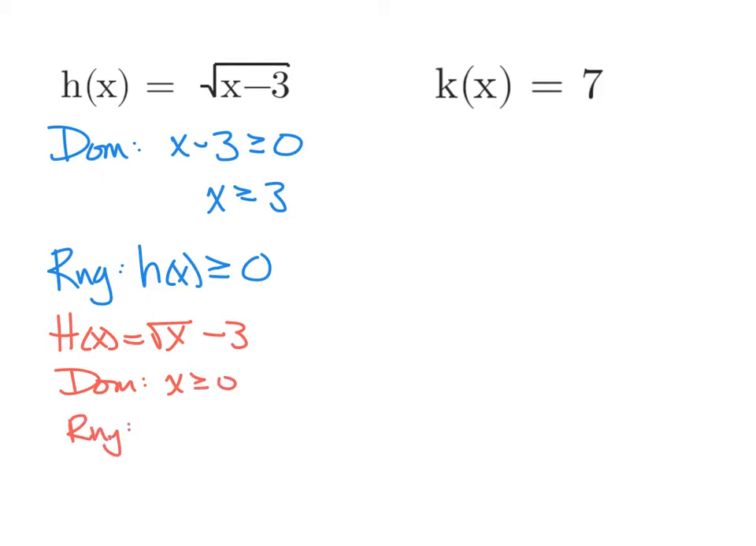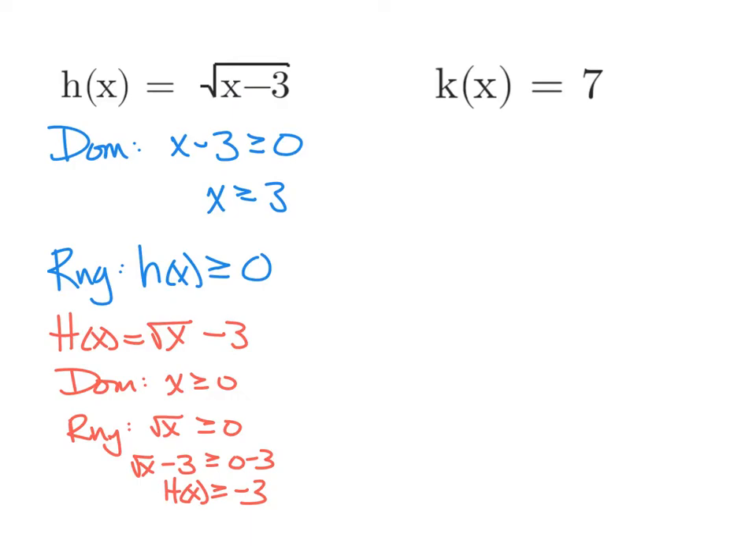But when it comes to our range, what comes out, that square root of x is always going to be greater than or equal to 0. So that would mean that square root of x minus 3 would be greater than or equal to 0 minus 3. So our big H of x, our range would have to be greater than or equal to 0 minus 3, or -3.